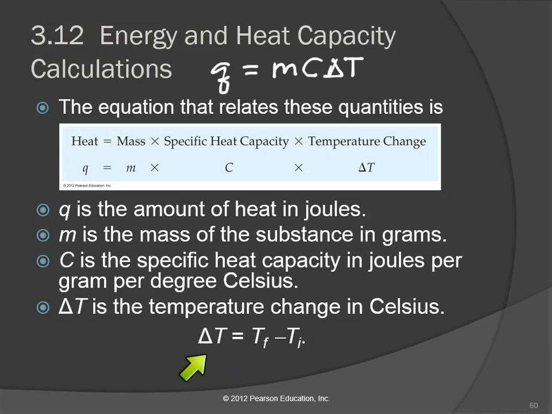And we always define that in the same way. It's the final minus the initial. So sometimes the temperature change is positive, the temperature went up. Sometimes the temperature change is negative, the temperature goes down. It's okay to have a negative temperature change.